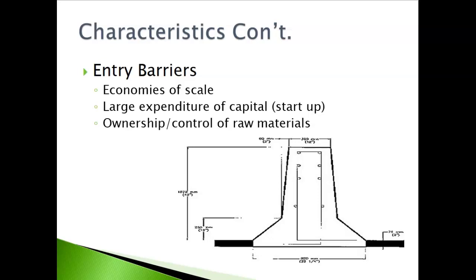Now, is there any particular reason why? It could be a lot of things. Ownership or control of the raw materials, large expenditure, a lot of the barriers that the monopolies have, but there is enough that other companies can get in there.